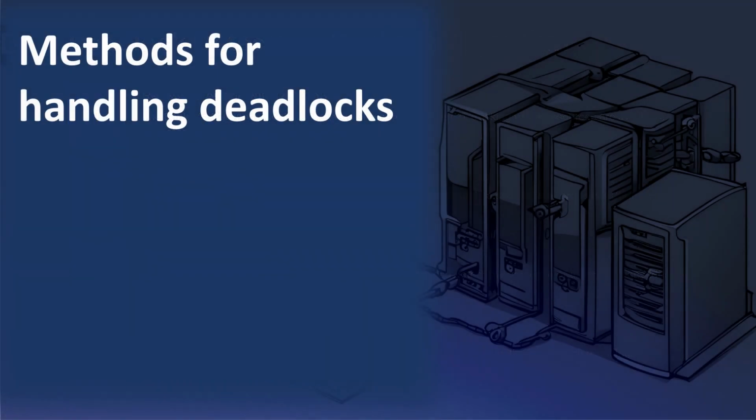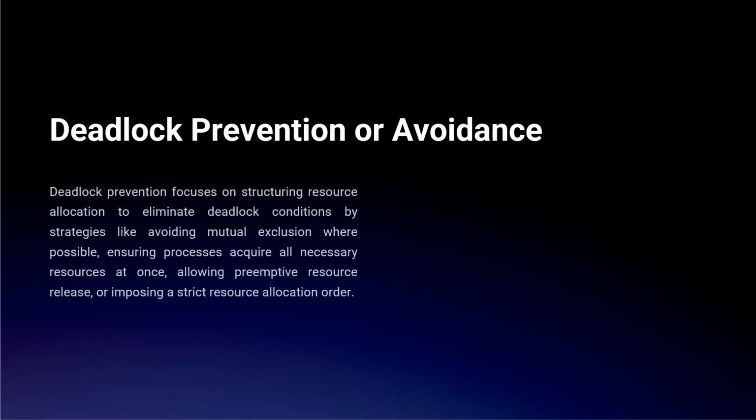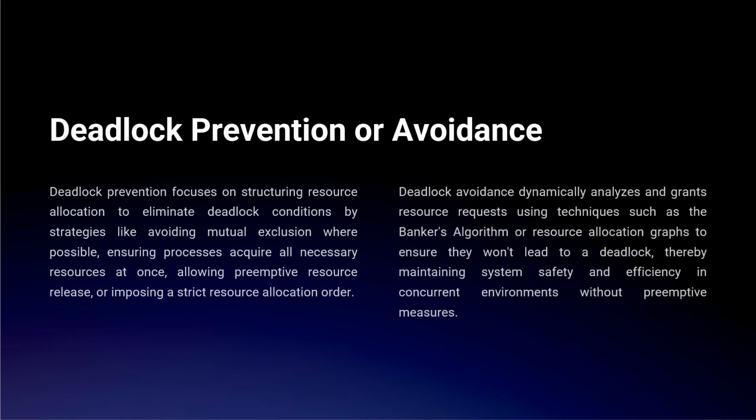Now let's explore the different methods for handling deadlocks, which includes deadlock prevention or avoidance, deadlock recovery, and deadlock ignorance. Deadlock prevention involves designing the system in such a way that one or more of the necessary conditions for deadlock are never met. For instance, by ensuring that resources are always shared or by requiring processes to request all needed resources at once. Deadlock avoidance, on the other hand, involves dynamically examining the resource allocation state to ensure that a circular wait condition does not occur. This is often achieved using algorithms like the Banker's algorithm.